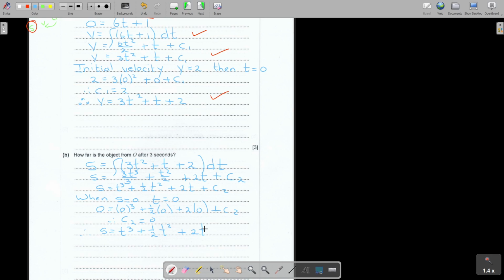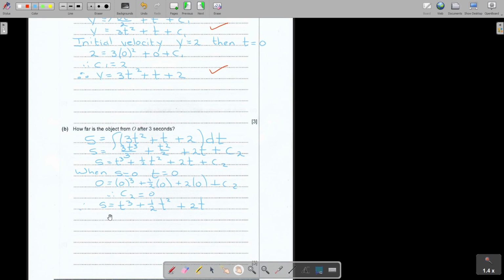Okay. And now I'm reading the question. How far is the object from O, the beginning, after 3 seconds? So that means now t is not 0, now t is 3. So I'm just going to substitute it. So I'm just putting my 3 in seconds. And then I'm getting 27. I'm getting there 4.5. I get 6. If I add up all, I get 37.5 meters. And that's how I do it.